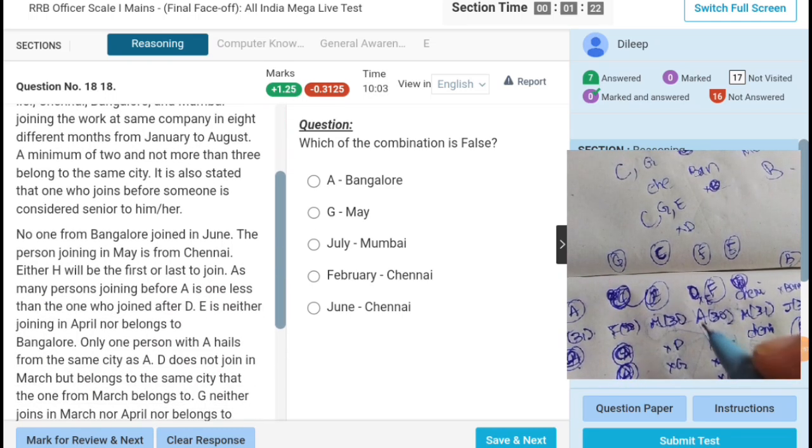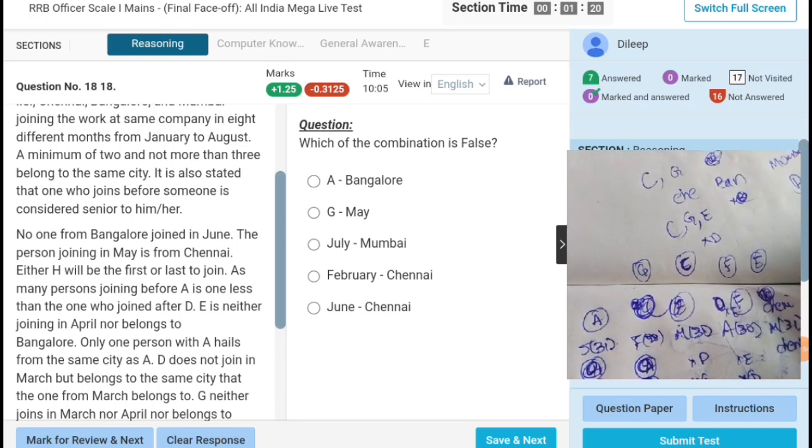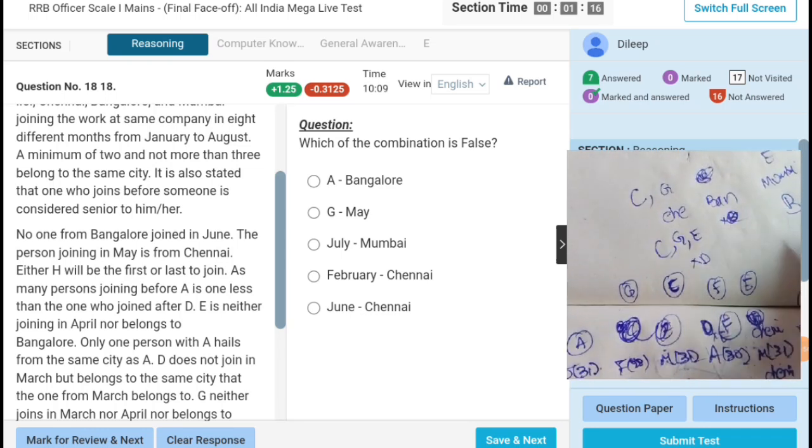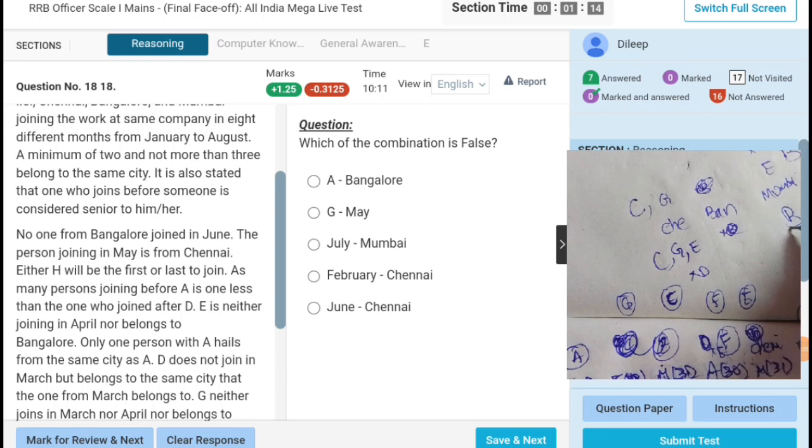No one from Bangalore is B. He does not join much, but belongs to the same city of March. DNC.